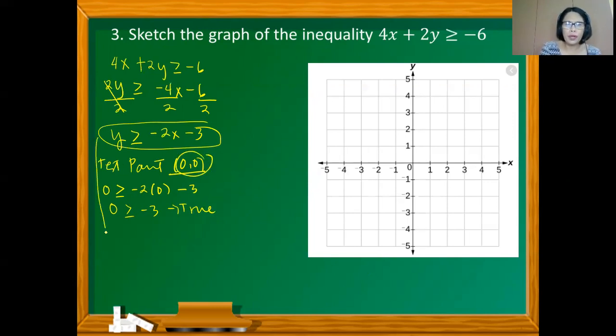And then again, temporarily, we will replace the greater than or equal to symbol with equality. So we have negative 2x minus 3. And we already have 1 point since this is the y-intercept. So we're going to make use of 0, negative 3. And we're going to consider negative 2 or negative 2 over 1 to find another point. So from 0, negative 3 here, we're going to move down by 2 units and then run by 1 unit here. Okay?